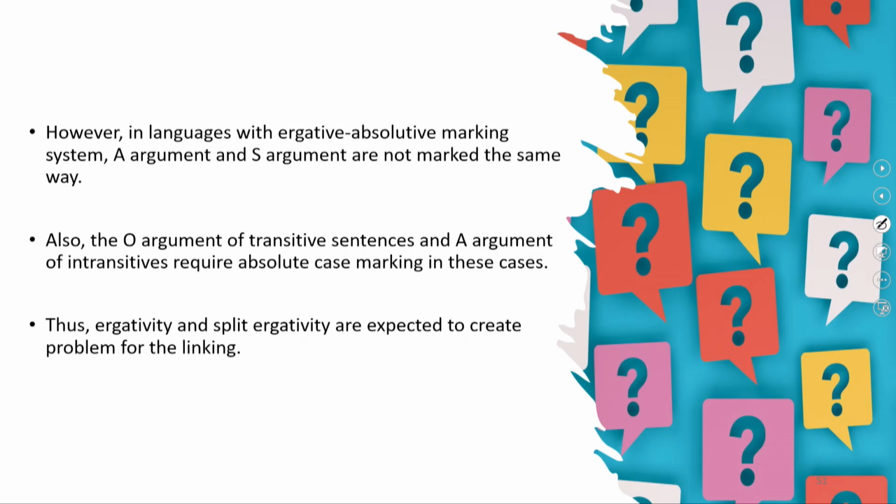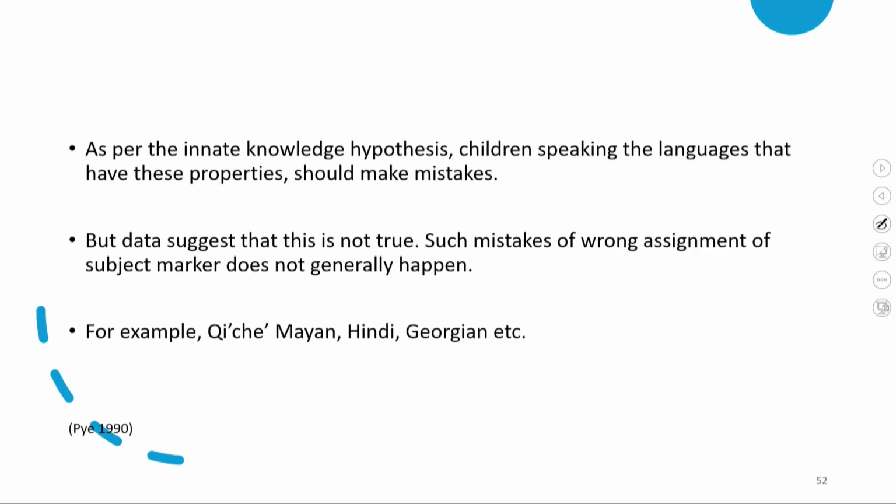So, in these languages there is something called ergativity and split ergativity, and this kind of construction should make the situation tricky for children, because there are a lot of things happening at the same time, and children should be making mistakes. As per the innateness hypothesis, children speaking languages that have these properties should make mistakes, but data suggests that this is not true. Hindi is such an example.